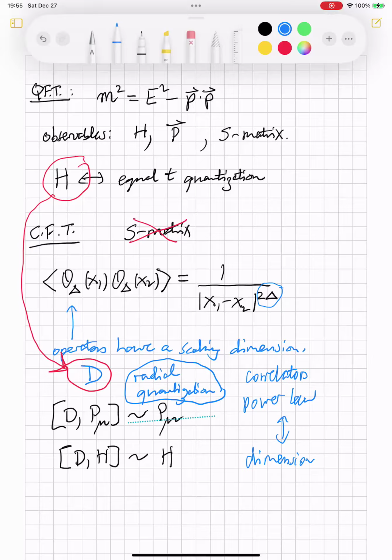So this was just a very rough discussion just to give you some intuitive feeling for what radial quantization is all about. We're going to start actually defining radial quantization carefully in a moment.